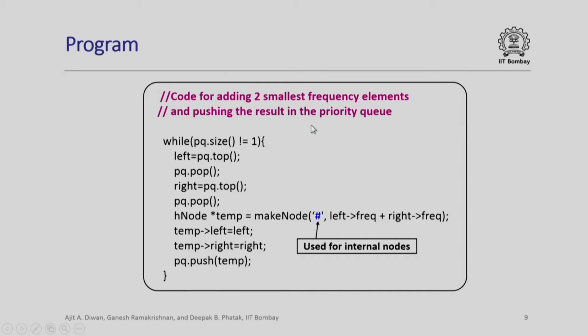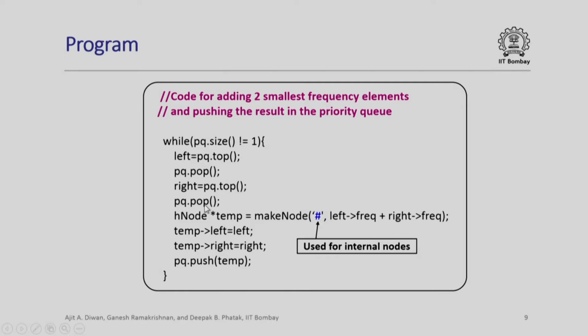Now, all that we do is we check whether the size is not equal to 1. That means we have a number of things to look at. Whatever the current PQ is, we look at PQ.top, assign it to left, and pop it out. Then we look at PQ.top again, assign it to right, and pop it out. So, two elements have popped out of our priority queue, one we are calling left, another we are calling right.